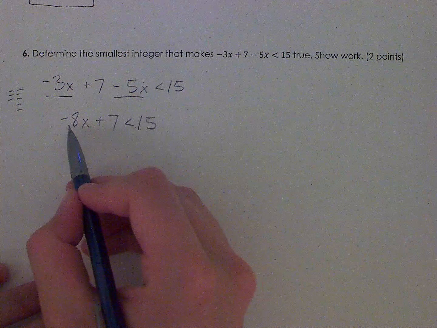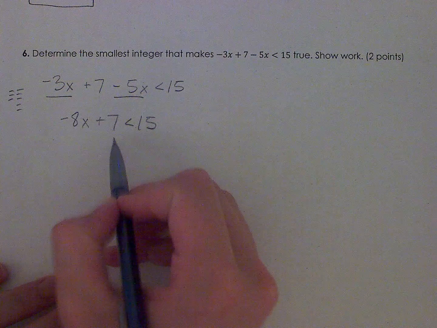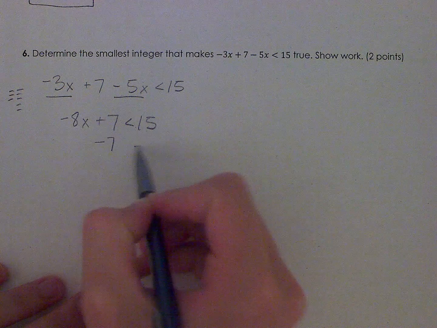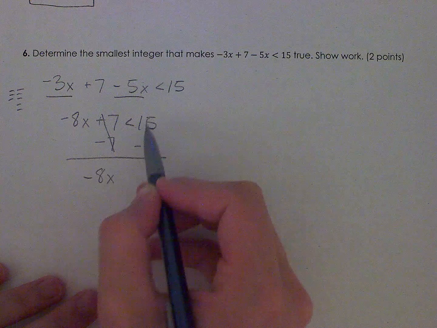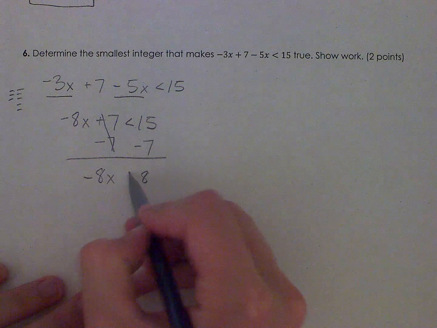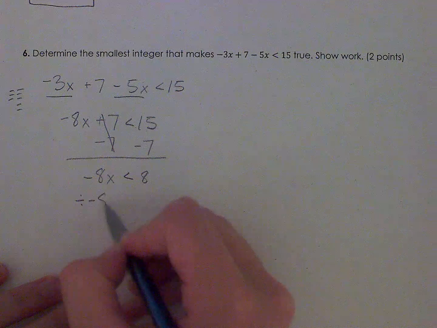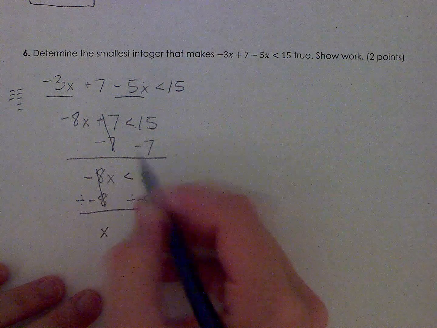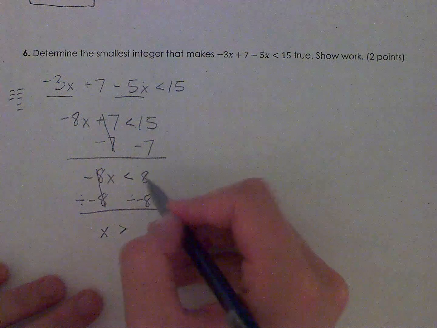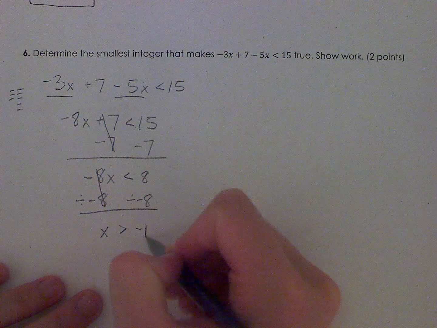This is x times negative 8, so that's being multiplied. And this is plus 7. We do get rid of addition and subtraction first. 15 minus 7 is 8. Then I'm dividing by a negative. Remember, when I divide by a negative, the sign flips. 8 divided by negative 8 is negative 1.